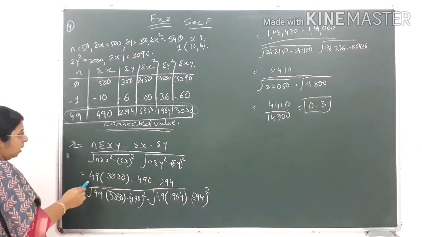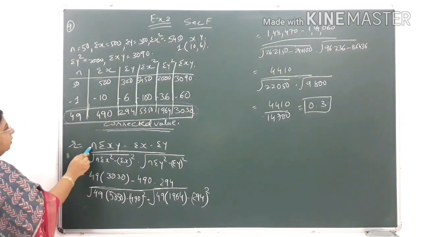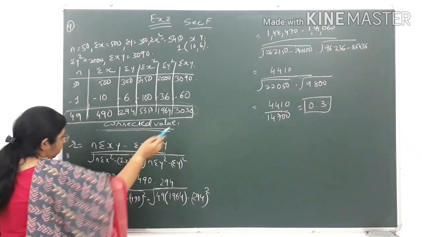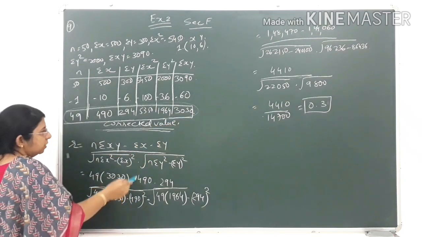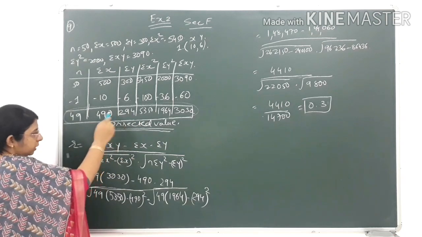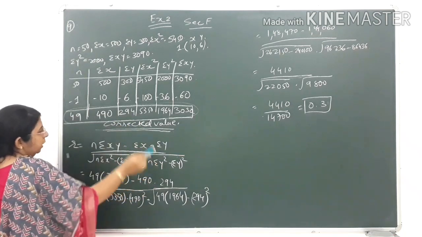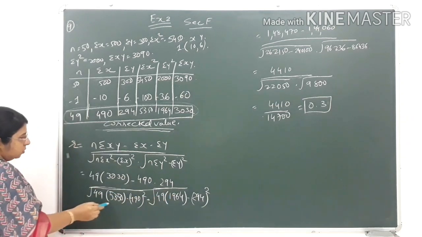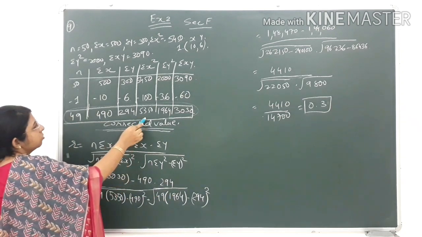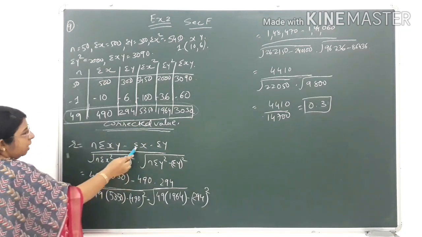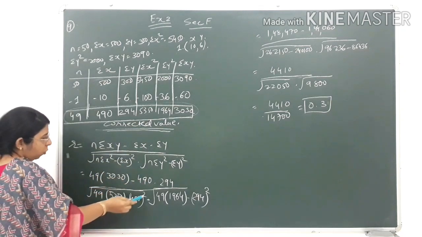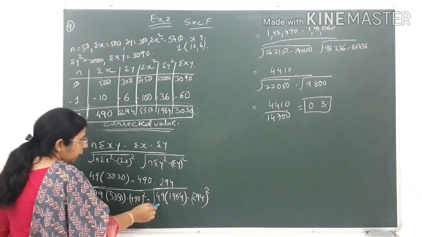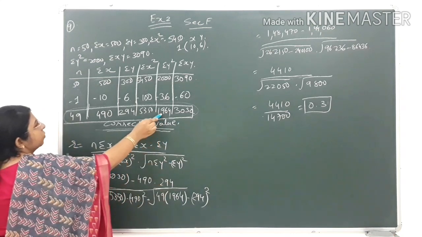By placing the formula, putting the values of it, you can see n value now we have to take 49. So 49 sigma xy now will be taking 3030. So 3030 minus sigma x you will be taking, that is 490, into sigma y you will be taking 294, upon under root of n, again 49, sigma x square you will be taking 5350 minus sigma x will be taking 490, so 490 whole square, into under root of n, again 49, sigma y square corrected value, that is 1964 minus sigma y whole square.